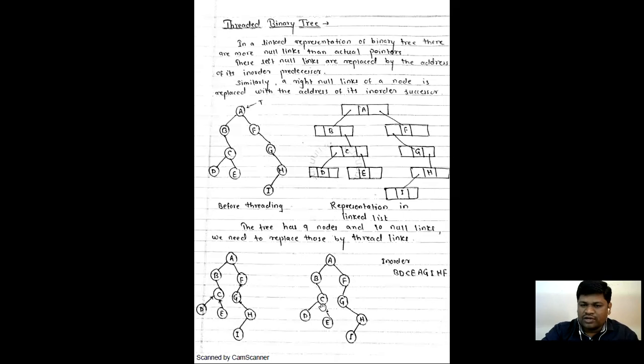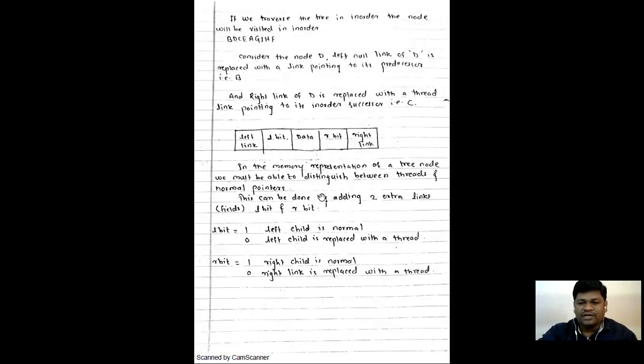Now you can tell me, what is the value for C? The L bit is 1 and the R bit is 1, right? C is using normal pointers, but D is using thread links. Instead of null, we are storing the thread links here. And we have distinguished these thread links from normal pointers by using the two additional bits, the L bit and the R bit.